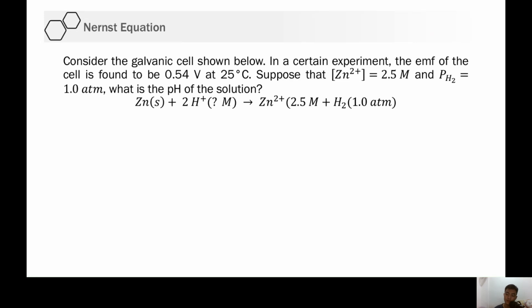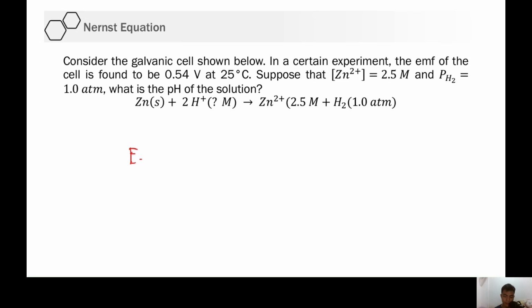So as you can see, it is obvious that the concentration is not equal to 1, although this pressure is equal to 1 and this temperature is 25. But again, the concentration is not equal to 1, so we have to use the Nernst equation. If one concentration is not equal to 1, then you have to use the Nernst equation. So let's write the Nernst equation for this problem.